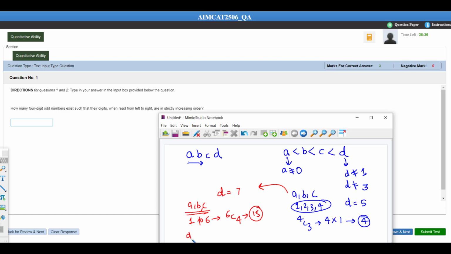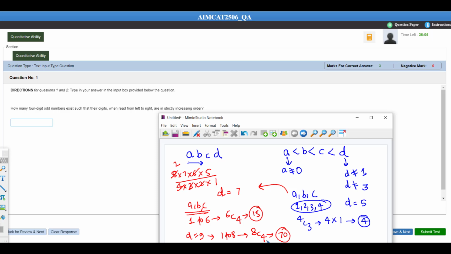Then last is D equal to 9, then A, B, C are supposed to be from 1 to 8. So out of these 8, we need to choose 3. That is going to be 8C3, which is 8 into 7 into 6 divided by 3, 2, 1, which is 56. And only one arrangement is going to be there for each combination.